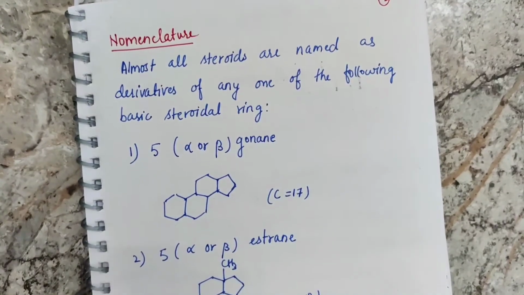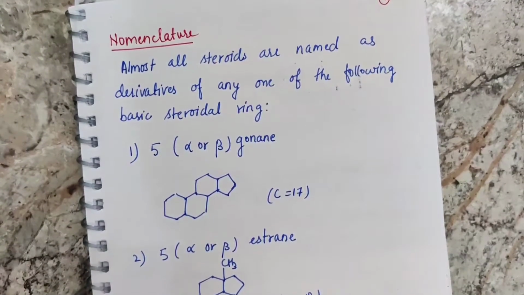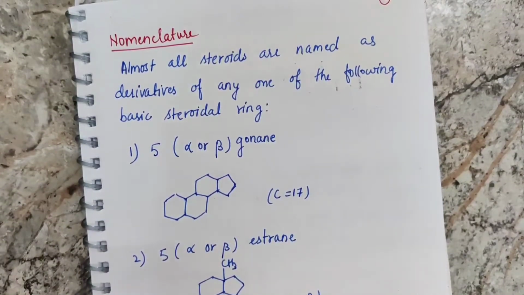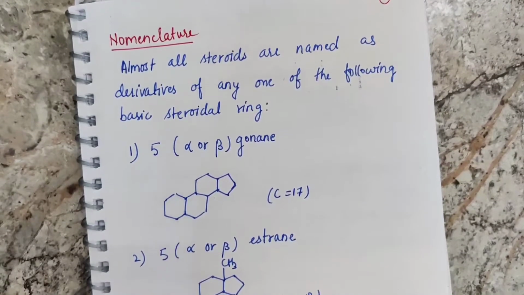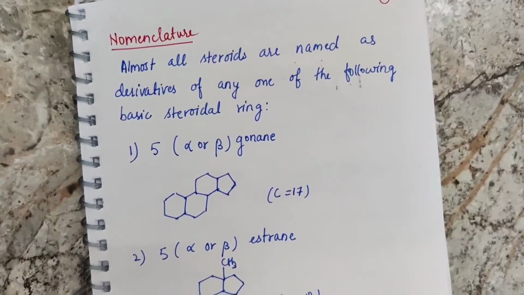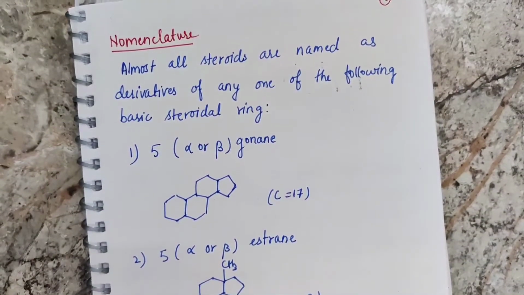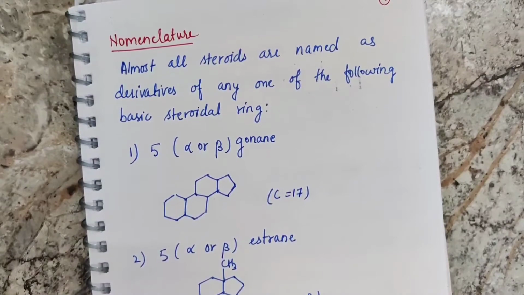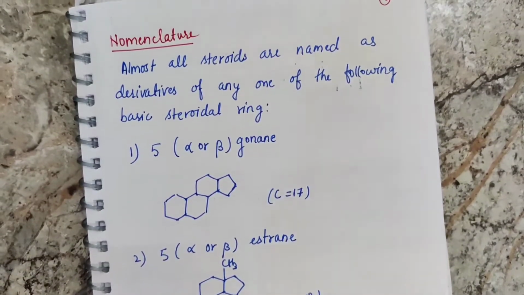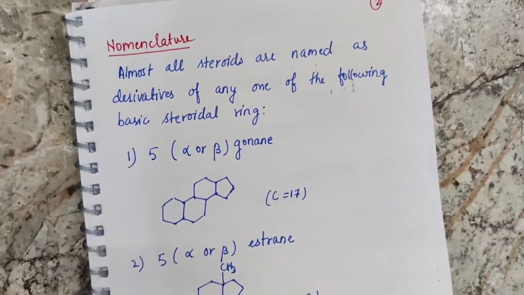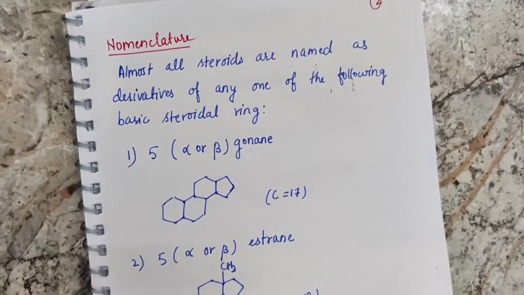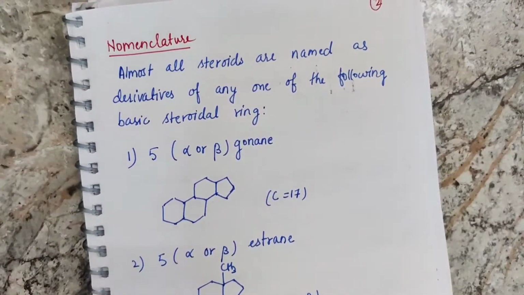If we go to the nomenclature, almost all steroids are named as derivatives of any one of the following basic steroid rings. There are basically 5 basic steroidal rings. Let me draw it for you. First one you can see is 5 alpha or beta gonane.